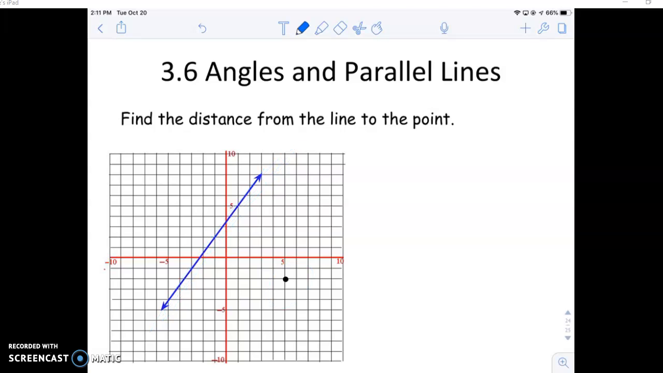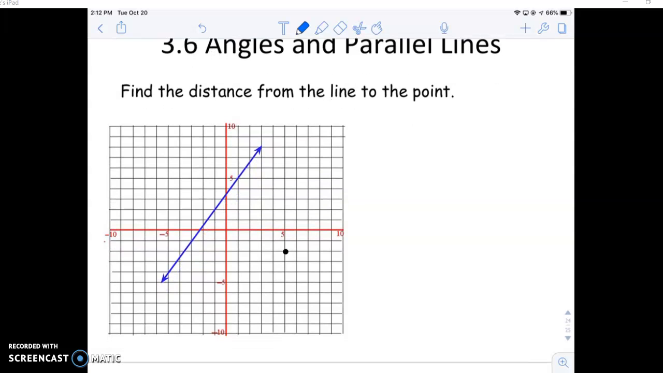Alright? So, there's a few steps to figure this out. The first step they have to do is, since we're going to end up making a perpendicular line to this blue line, we have to first figure out the slope of that blue line. Alright? And that's kind of the reason why we did 3.3. That's why we did it, a brief get us in the mindset of finding slope again.